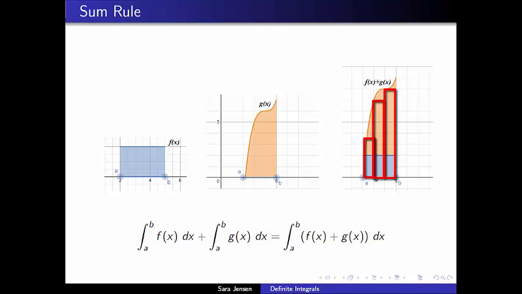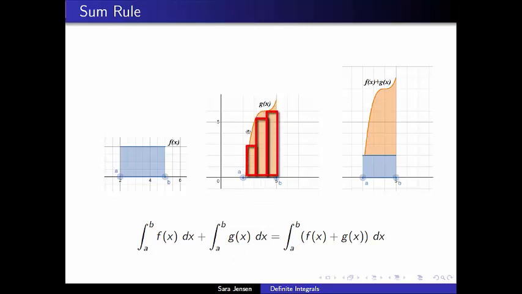Instead of individually looking at blue plus orange, and blue plus orange, and so on, all the way from a to b with our rectangles, what we're doing is saying, first, let's compute the blue area, just the area shown to us with the function f of x on this interval from a to b. Then, let's compute just the orange area, shifted downward, not stacked on top of the blue area.